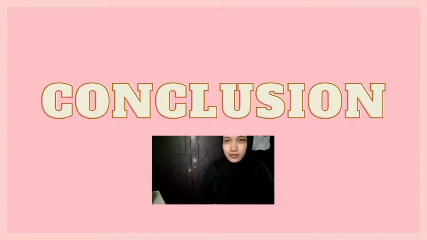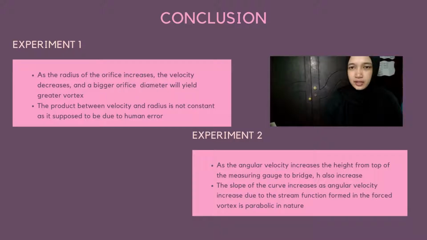So this is the conclusion section for the experiments. For the conclusion in experiment 1, as the radius of the orifice increases, the velocity decreases, and a bigger orifice diameter will yield a greater vortex. Next, the product of velocity and radius is not constant as it is supposed to be, due to human error. For experiment 2, as the angular velocity increases, the height from the top of the measuring gauge to the bridge also increases. The slope of the curve increases as angular velocity increases because the stream function formed in the forced vortex is parabolic in nature.